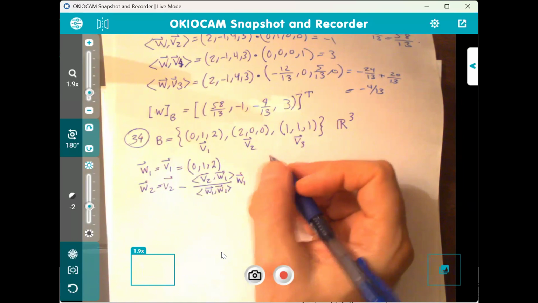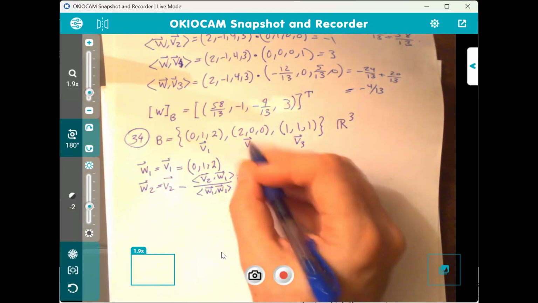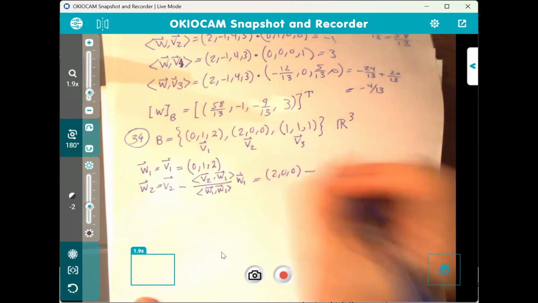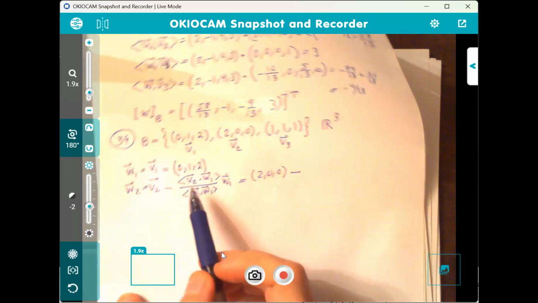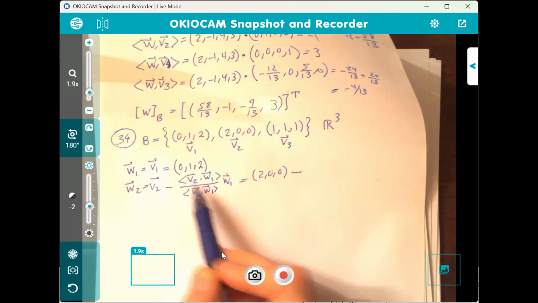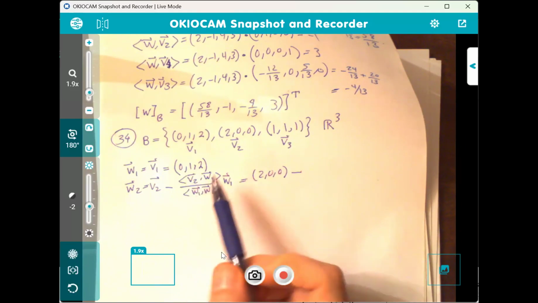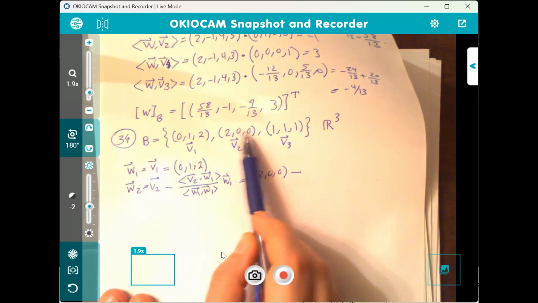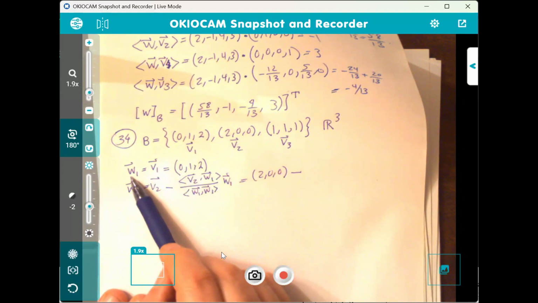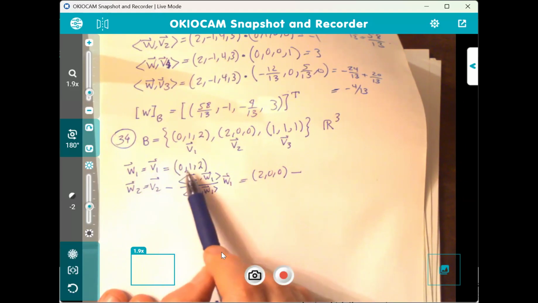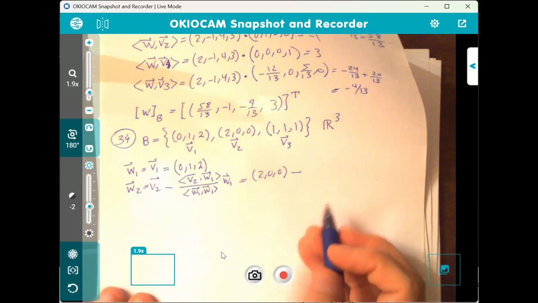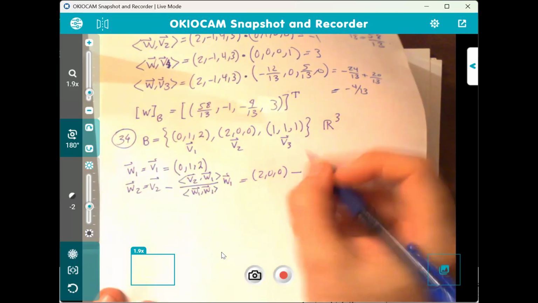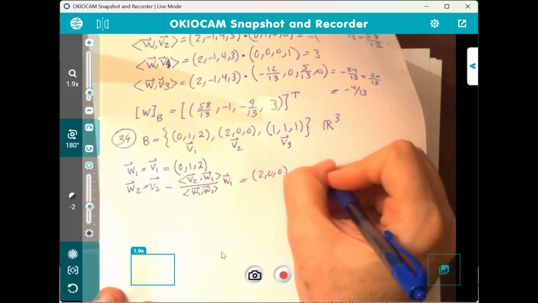Okay, that's V2. So that means W2 is 200 minus the dot product. Remember, this is the inner product, V2 dot W1. The dot product of this vector, 200, dotted with W1, which is 0, 1, 2, right? That dot product is going to be 0, isn't it? That's going to be 0.